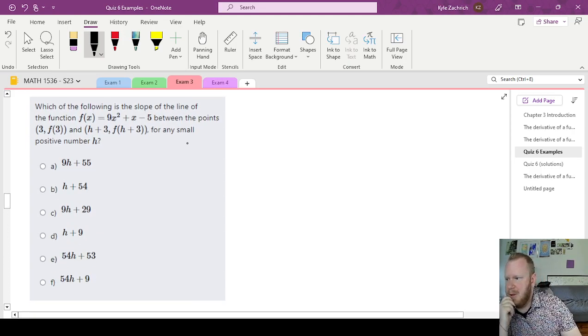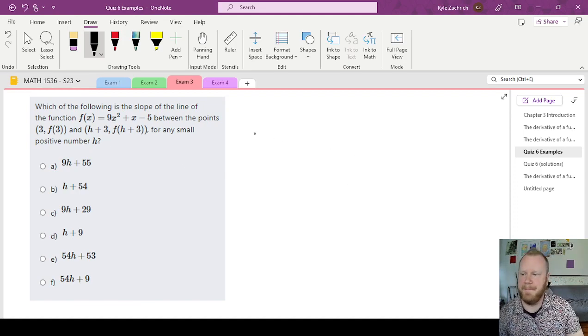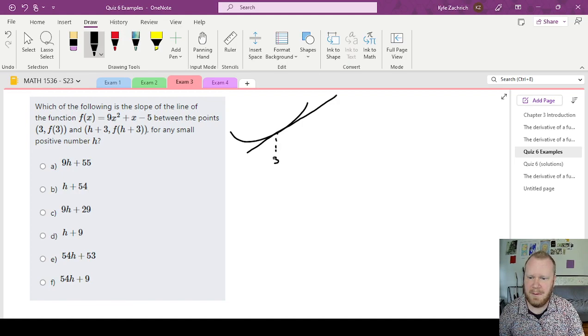Which of the following is the slope of a line between the points f of 3 and f of h plus 3, for any small number h? Okay, so here's your curve. The slope of the line between the points this and something else, what they're describing here is the tangent line here. So this is 3, right? However this curve looks, this is 3.